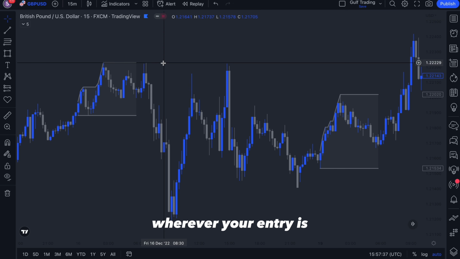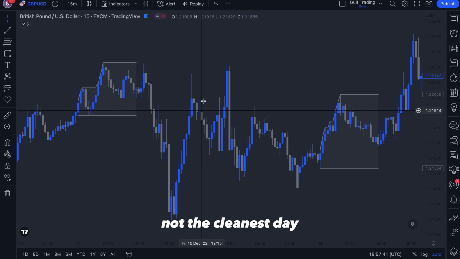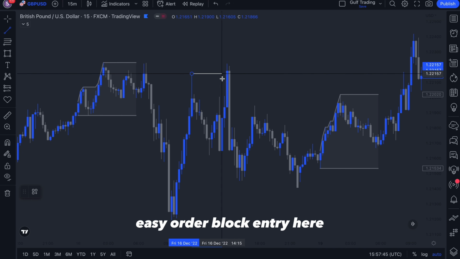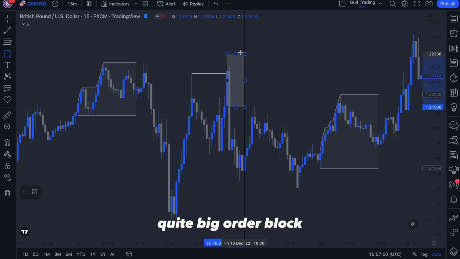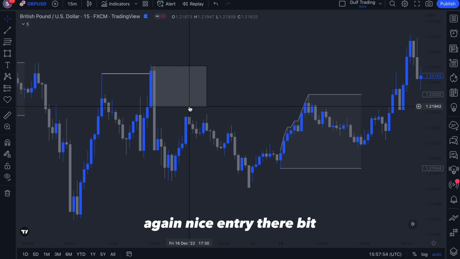So for example, wherever your entry is, there was a nice bearish move down here. Not the best, not the cleanest day, but you can easily get an order block entry here, liquidity taken out, quite a big order block. Maybe you could refine it or get a nice entry there.